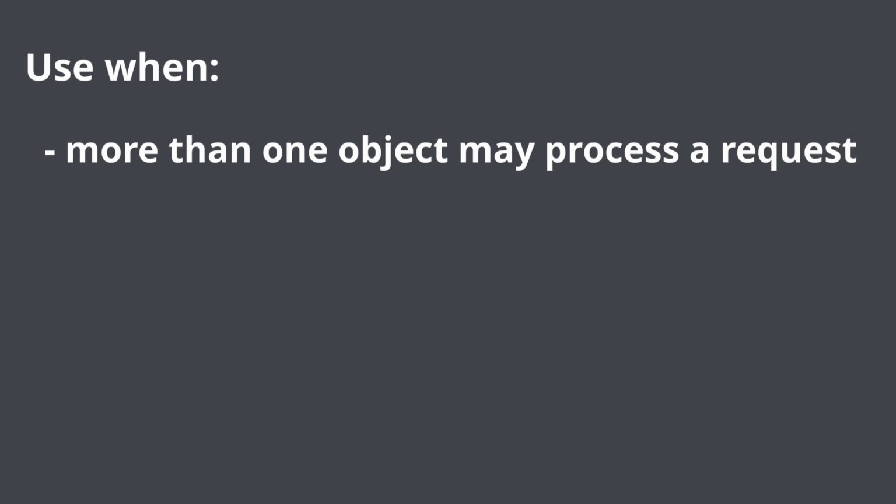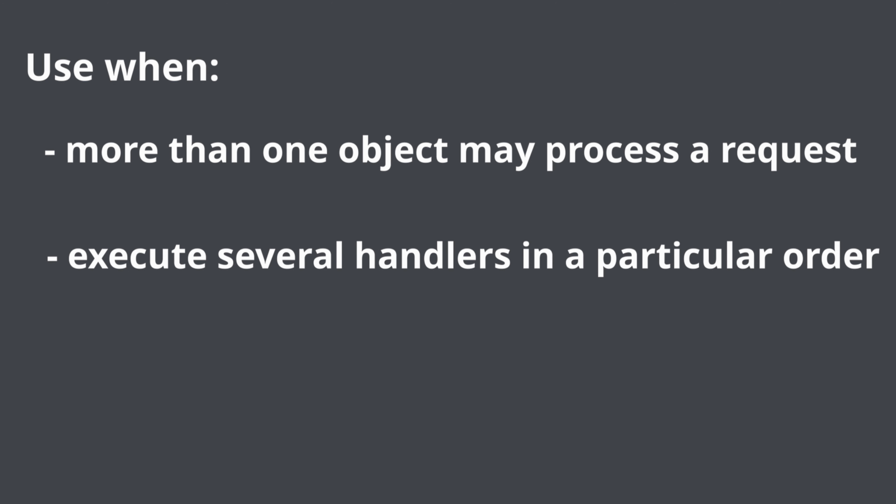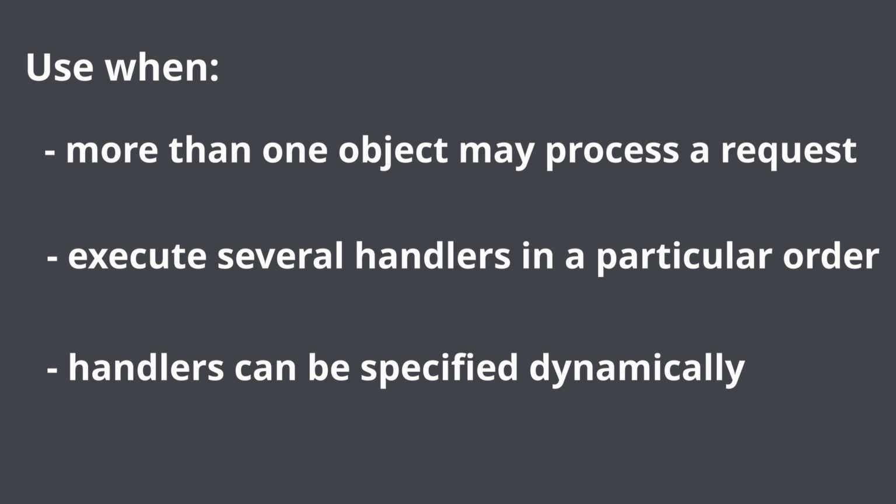You should use the chain of responsibility pattern when more than one object may process a request. The processing object should be defined automatically. It's essential to execute several handlers in a particular order. The set of objects that can handle a request should be specified dynamically.